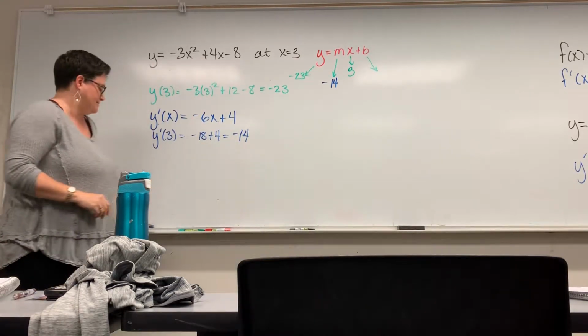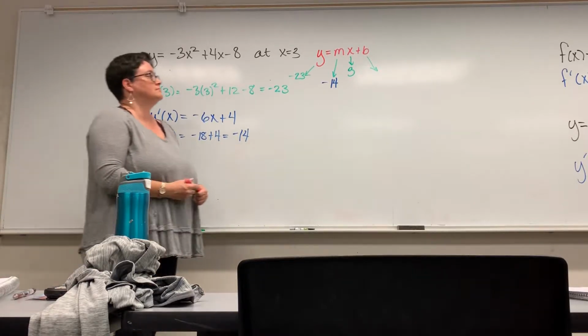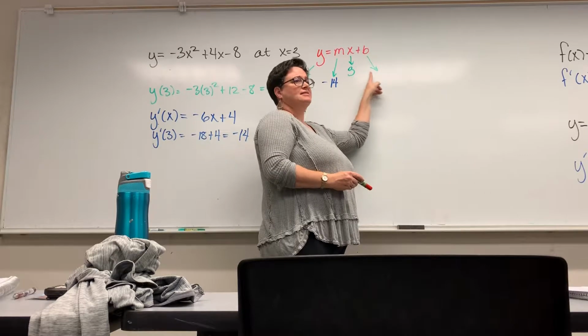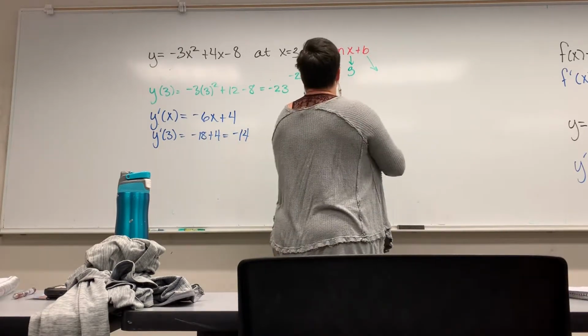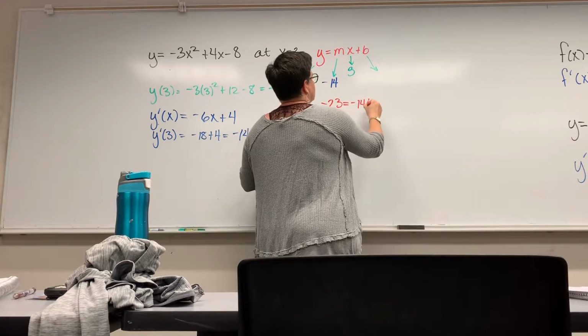And how do I get b? No. I have y, I have m, I have x. I'm only missing b, so now I can just set it up. Right? Negative 23 equals negative 14 times 3.